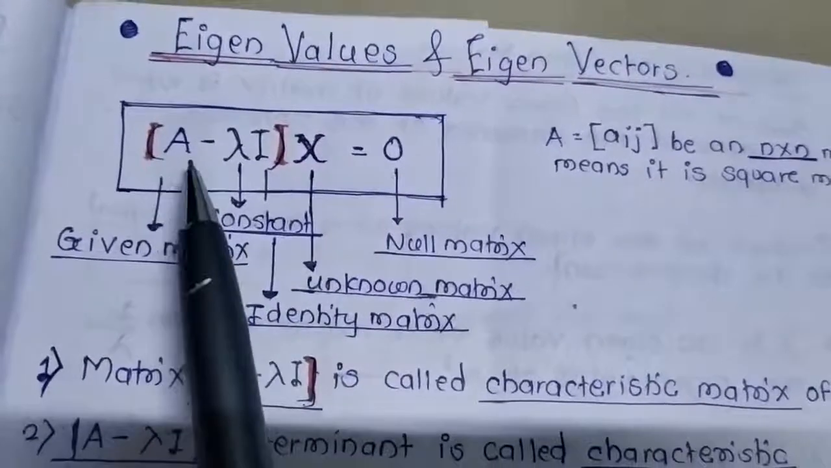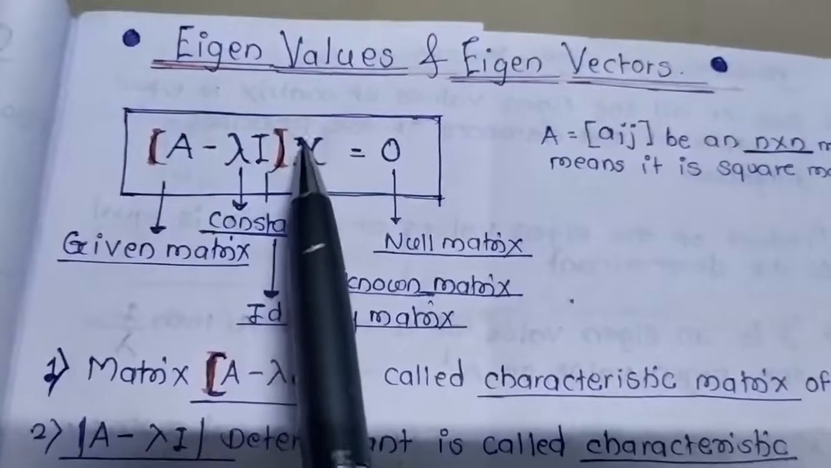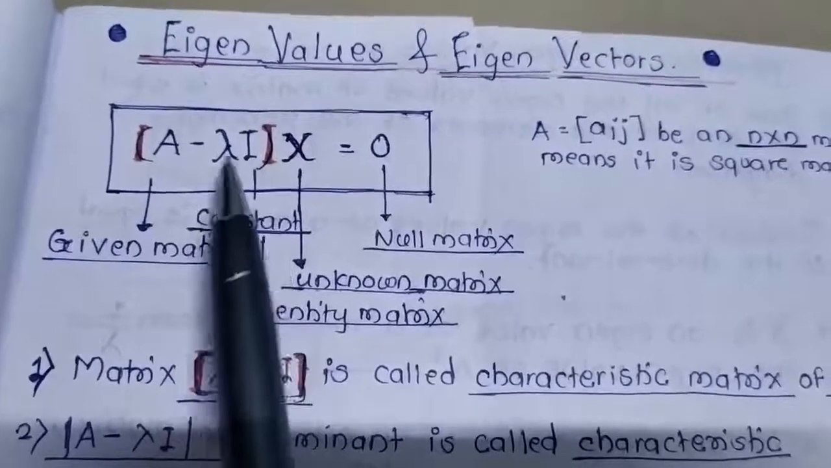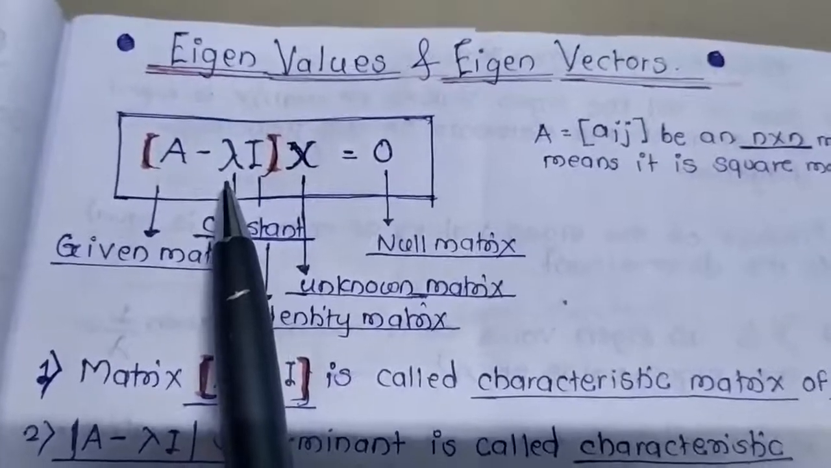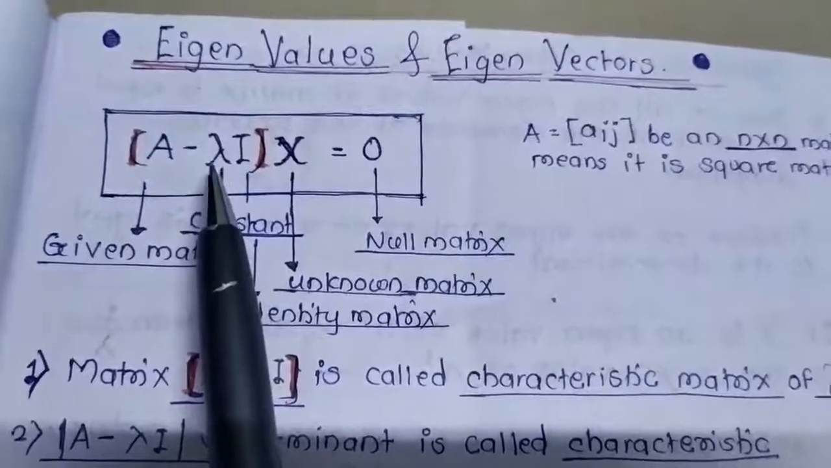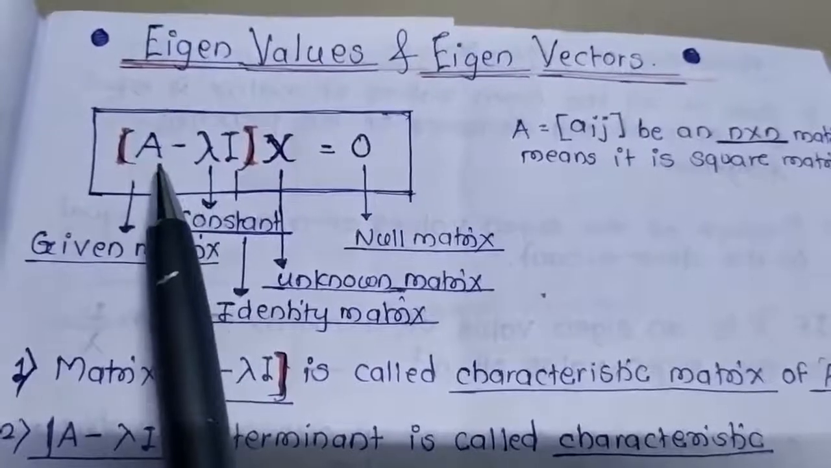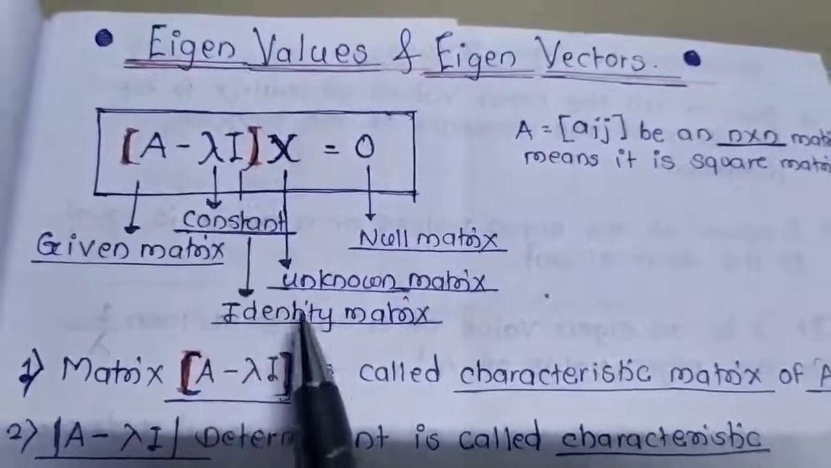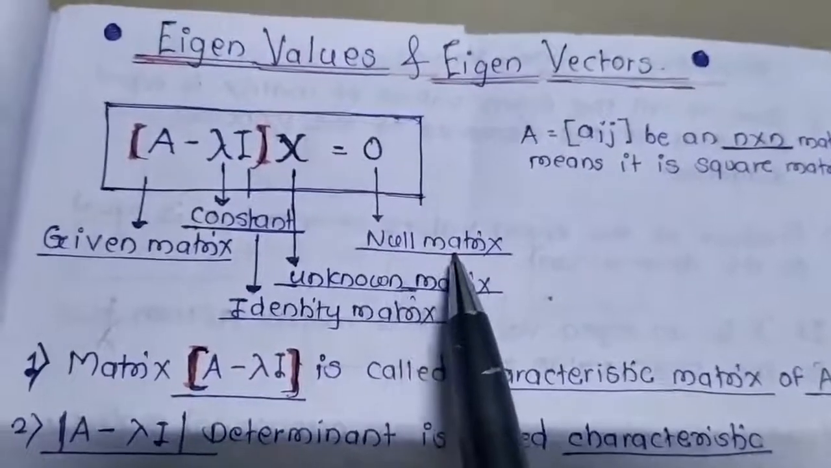What is given? The equation Ax = λx, which is very important to find eigenvectors when x is present, and A minus λI is for eigenvalues. We know that for finding eigenvalues and eigenvectors we have a square matrix. In that, A is the given matrix, λ is a constant, I is the identity matrix, x is the unknown matrix, and 0 is the null matrix.